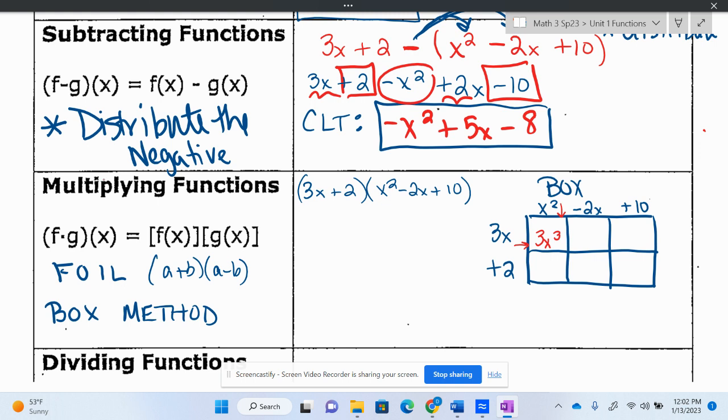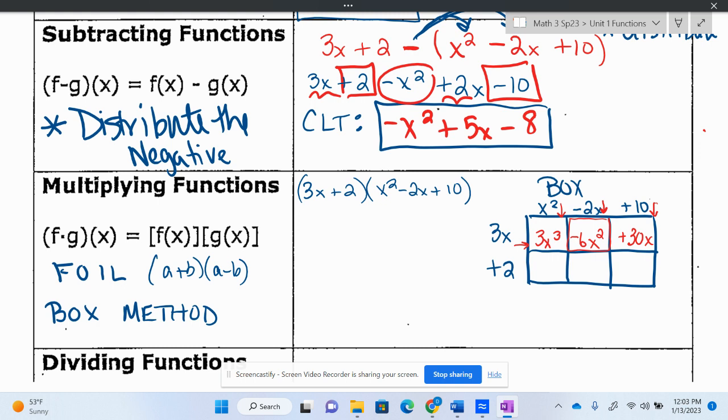So now I'm going to take my 3x and I have to multiply it by the negative 2x to fill in this box. So 3 times negative 2 is, and x times x is x squared. Good job. So negative 6x squared. The last box on the top, I am going to take the 10, it's positive, times my 3x. So that gives me a positive 30x.